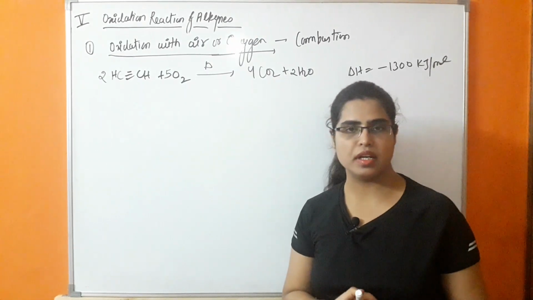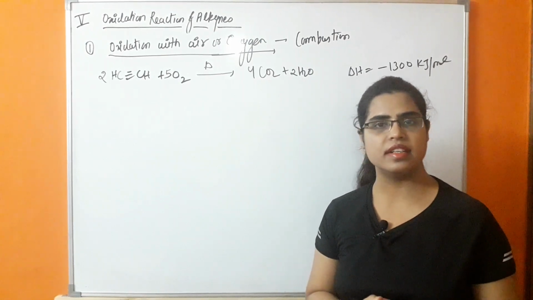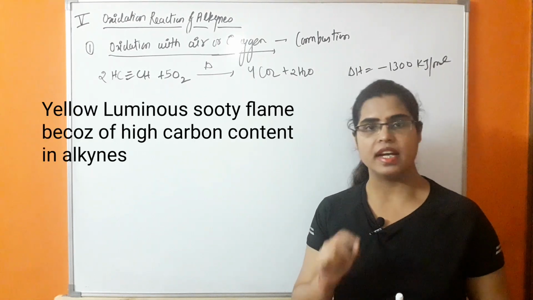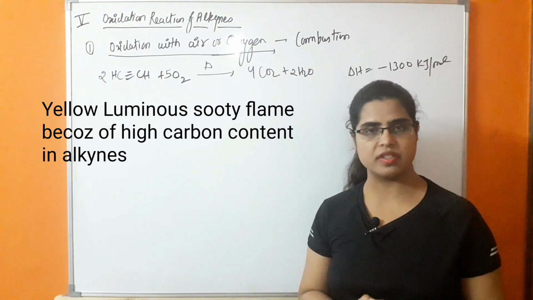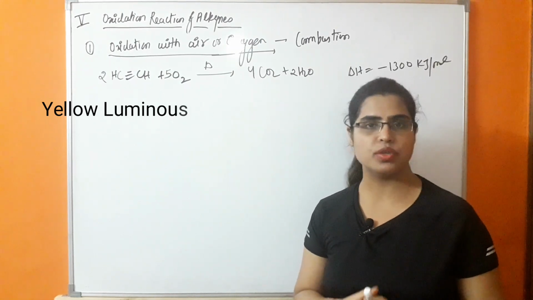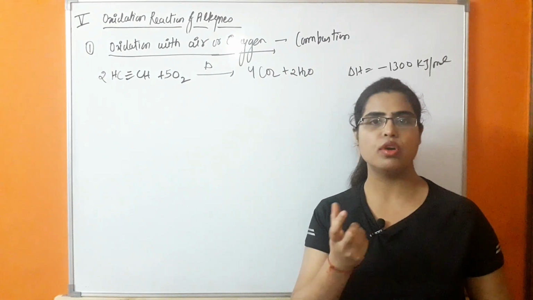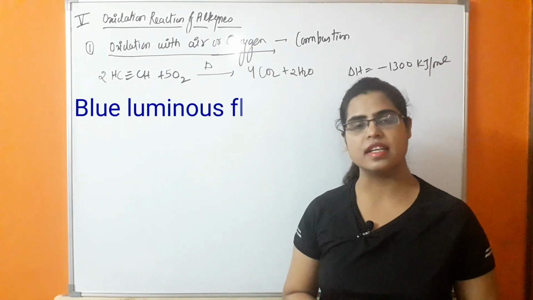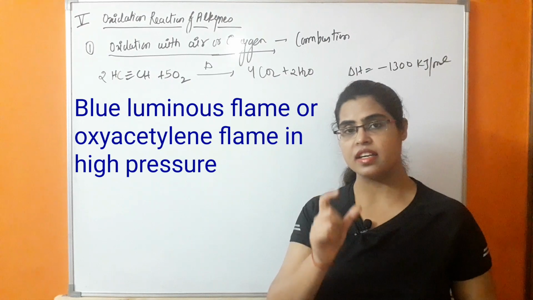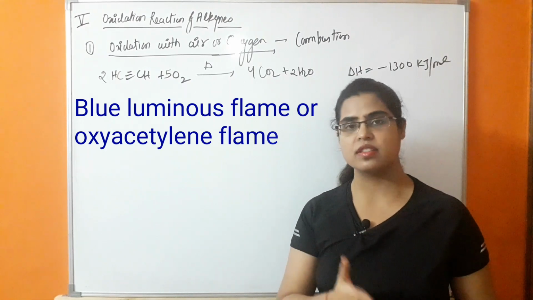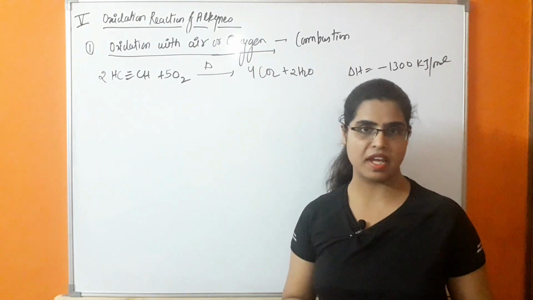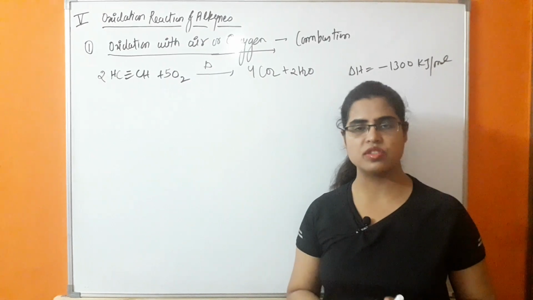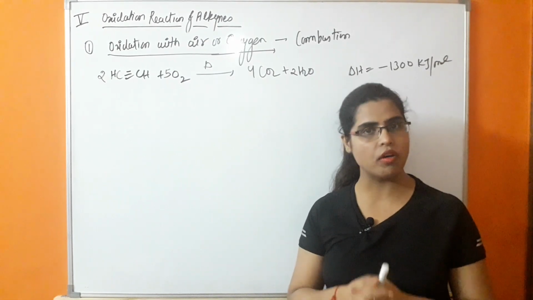Under moderate temperature and pressure conditions, when acetylene is heated in the presence of oxygen, there is release of a yellow luminous sooty flame. It is because of the high carbon content present in acetylene in comparison to hydrogen. But in high pressure conditions, when acetylene is heated in the presence of oxygen, a blue luminous flame is produced. This is also known as oxyacetylene flame. This oxyacetylene flame produces a very high temperature of around 3000 Kelvin, which is used for cutting and welding of metal.